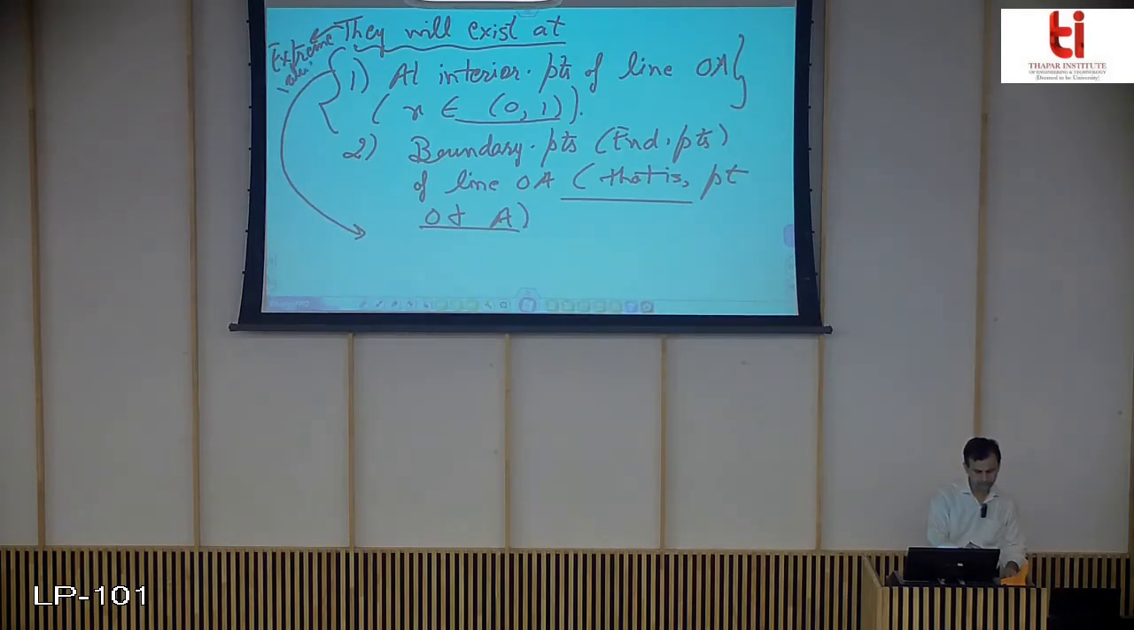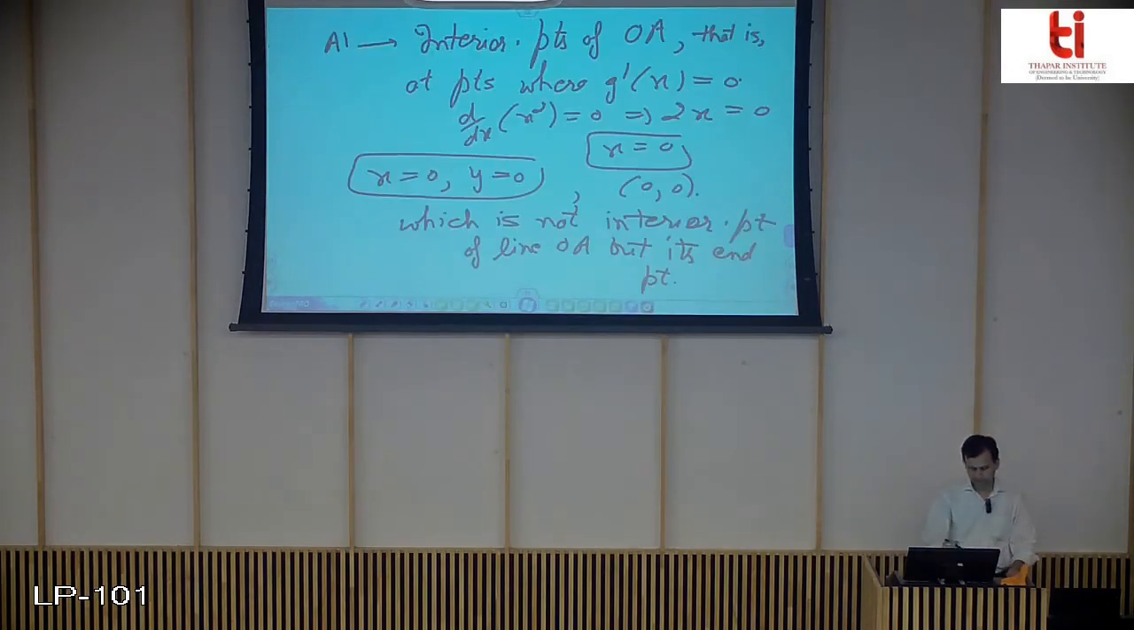Extreme values will exist either at the interior points of line OA or at the boundary points, the end points of line OA. Similarly, we did the same thing when we were discussing maxima and minima in the case of a single variable function. So we first find the interior points of OA by putting g dash equals to 0, because g(x) is the function whose maxima and minima we have to find.